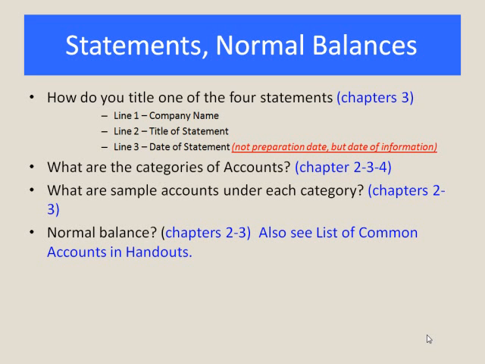How do you title each of the four statements? First line, always company name. Second line, always title of the statement. Third line, date of the statement. Not the preparation date, but the date the information was issued. So if you create the income statement on January 15th as of December 31st, for the period ending December 31st, the date on your statement would be December 31st.